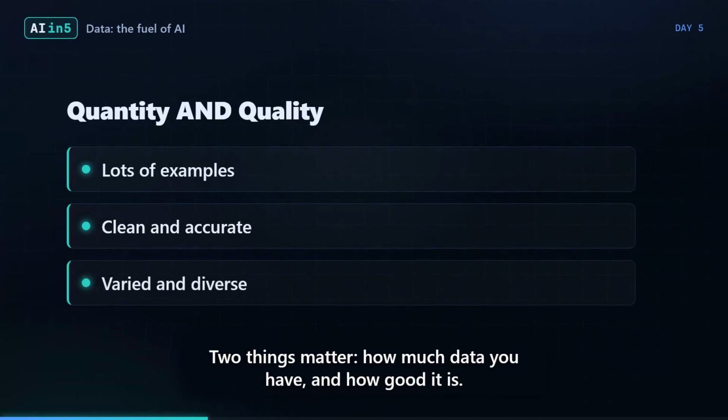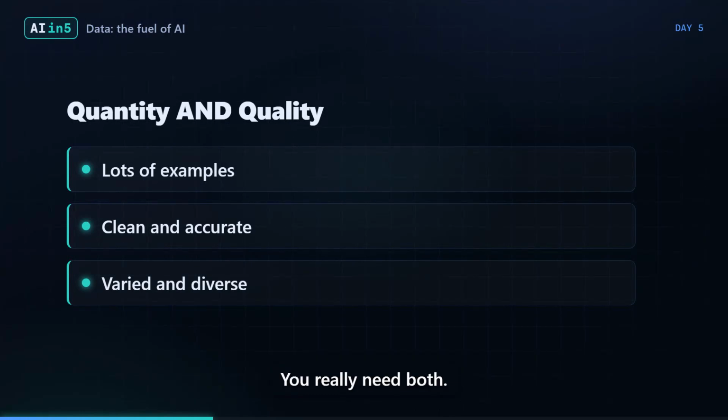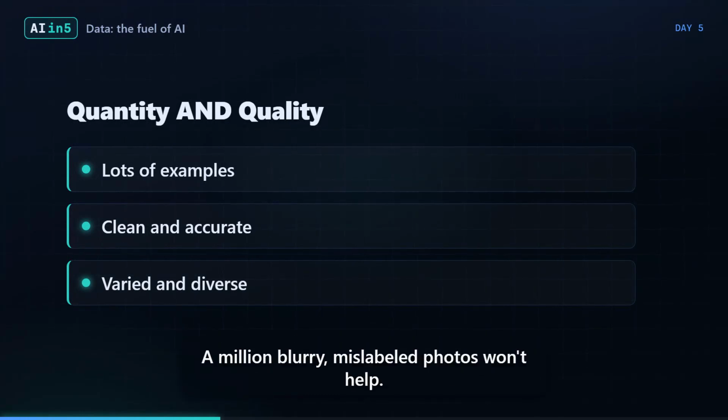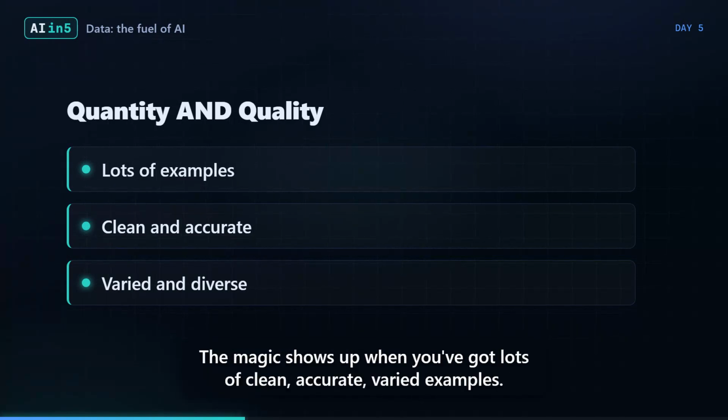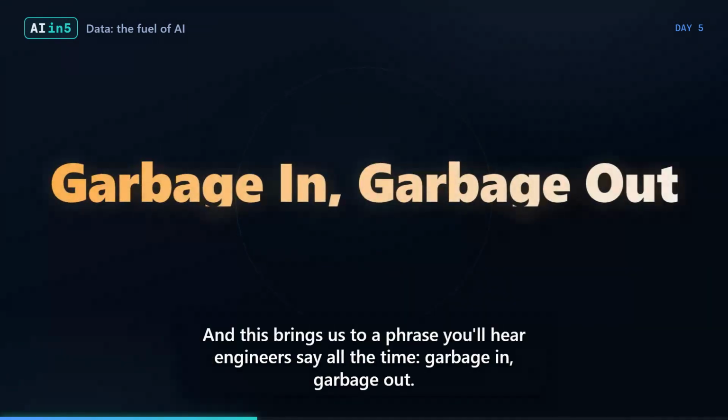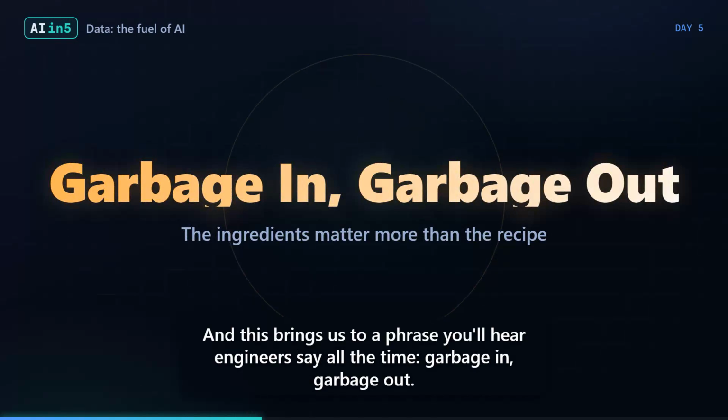Two things matter: how much data you have and how good it is. Quantity and quality. You really need both. 1,000,000 blurry, mislabeled photos won't help. 100 perfect photos won't either, because it's just not enough variety. The magic shows up when you've got lots of clean, accurate, varied examples.